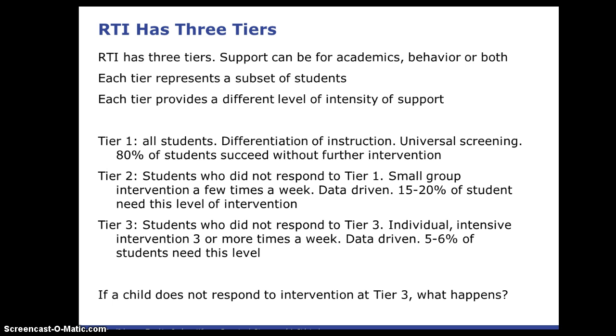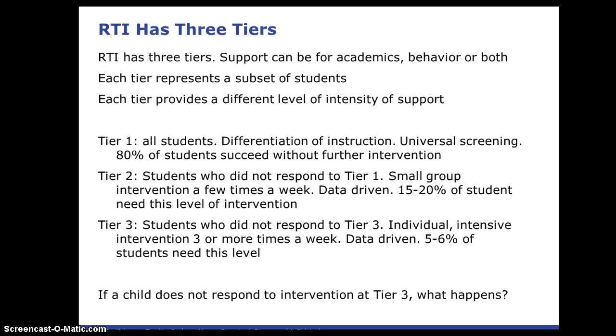So the students who did not respond to Tier 2, we move them to Tier 3, and this is going to be individual intensive intervention, 3 or more times a week. Again, data-driven. About 5 to 6% of kids are going to need this Tier 3 intervention.